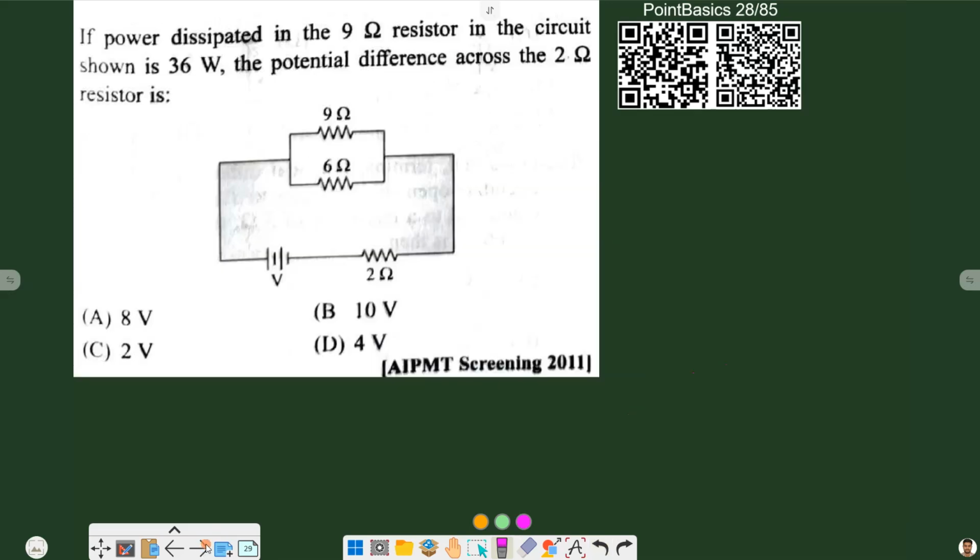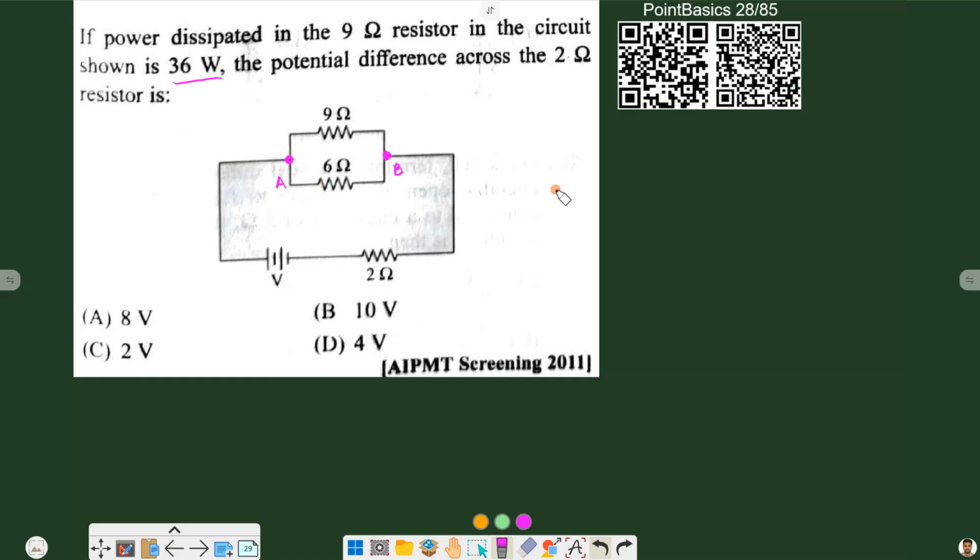Moving to the next one. If power dissipated in the 9 ohm resistor in the circuit shown is 36 watt, what is the potential difference across the 2 ohm resistor? As mentioned, power dissipated in the 9 ohm resistance is 36 watt, and this is, we can say, a parallel combination of 9 and 6. So potential across both of these will be the same. Let's say this is point A, this is point B. So potential across the 6 ohm and potential across the 9 ohm will be the same, and that will be VAB.